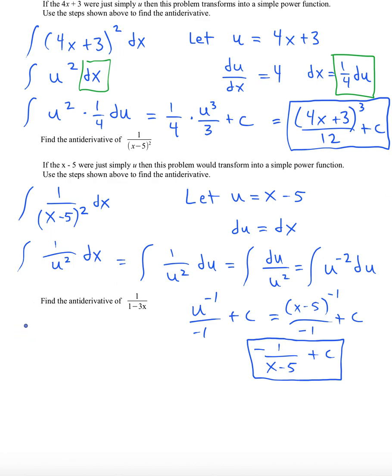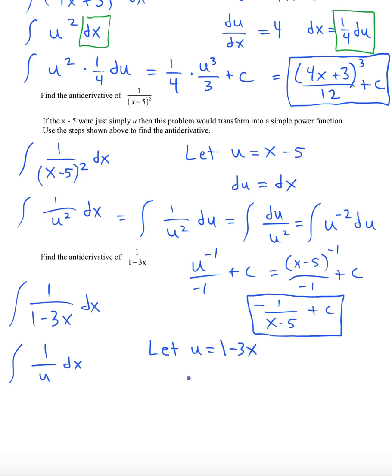All right. Let's try an antiderivative of 1 over (1 minus 3x) dx. It would be great if our u was equal to 1 minus 3x, because then we would have 1 over u dx. If we take the derivative, we'll find that du equals negative 3 dx. Therefore, negative 1/3 du equals dx.